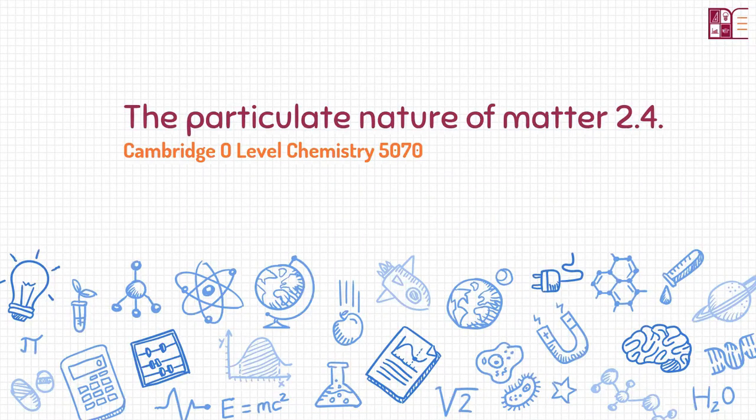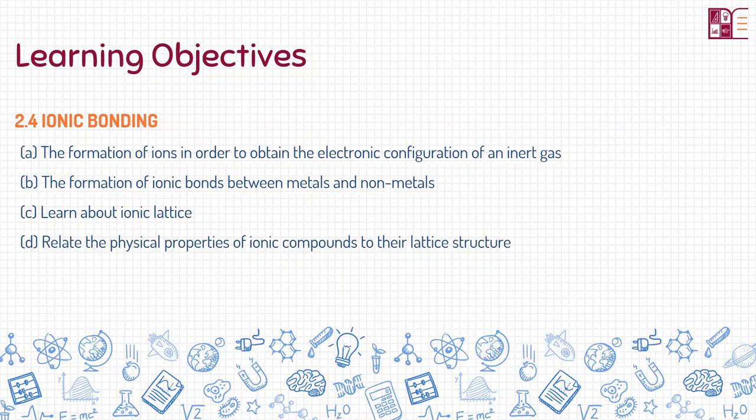So today we're going to start with the particulate nature of matter 2.4, which is going to be ionic bonding, as we discussed before as well. Now I'm going to continue with the bonding. So let's begin. The first one is ionic bonding, and today's learning objectives are that we're going to learn about the formation of the ions in order to obtain the electronic configuration of an inert gas. We're also going to learn about the formation of ionic bonds between the metals and the non-metals, and we're going to learn about the ionic lattices and what the physical properties of the ionic compounds are according to the lattice structure.